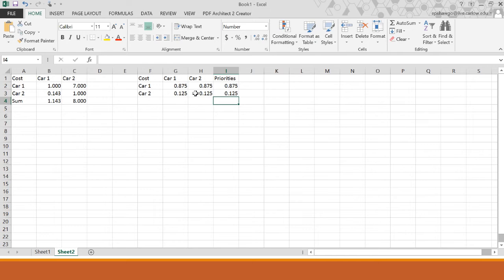Okay, so here we have the preferences with respect to cost, and as you can see, if we were just considering the cost factor, then car 1 would be pretty strongly preferred over car 2. Now, these priorities only apply to the cost criterion, so they're called local priorities with respect to cost.